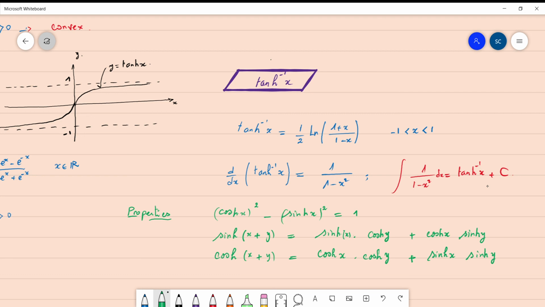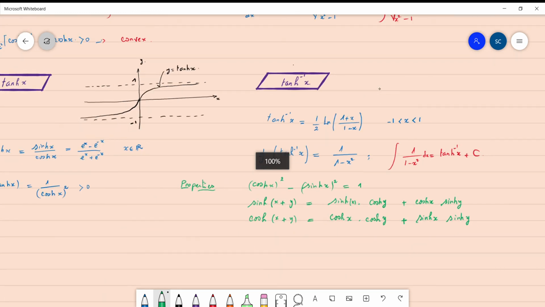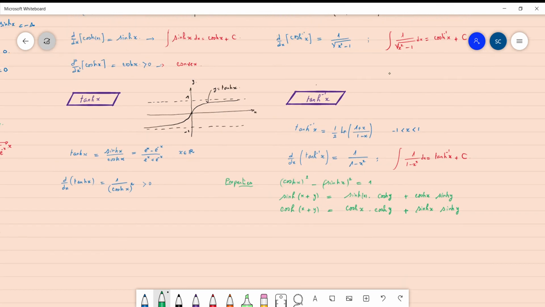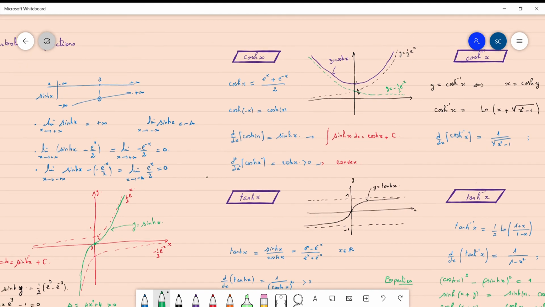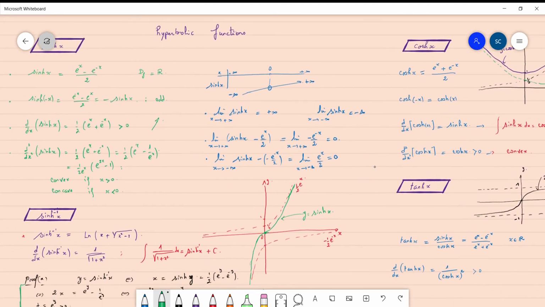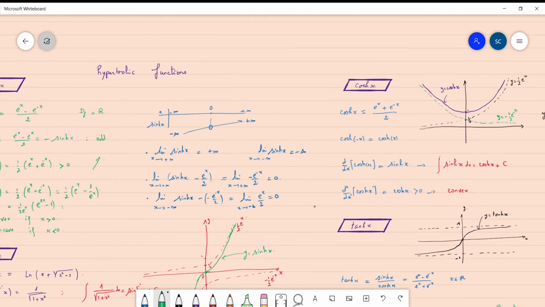We remark an analogy with trigonometric functions. Here we have that the difference of the square of the cosine hyperbolic and the square of the sine hyperbolic is 1. The sine hyperbolic of a sum looks like that for sine, and similarly for cosine. There is a similarity with the trigonometric functions. So you now have 6 new functions to add to your library of functions, the hyperbolic functions.